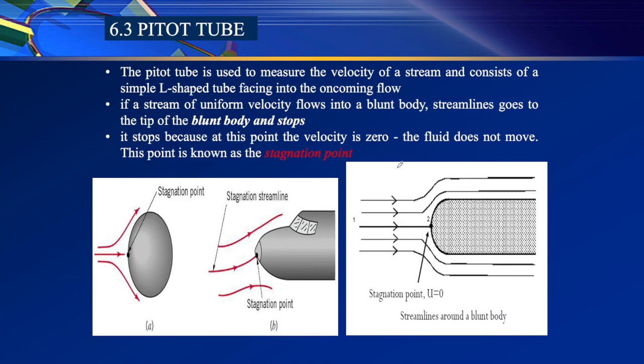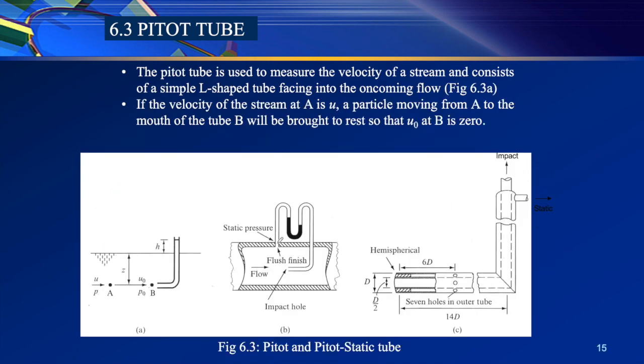So, the Pitot tube is used to measure the velocity of a stream and consists of a simple L-shaped tube facing into the oncoming flow. A very simple configuration, because we only have this kind of configuration, the L shape.